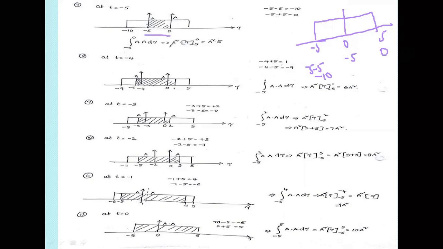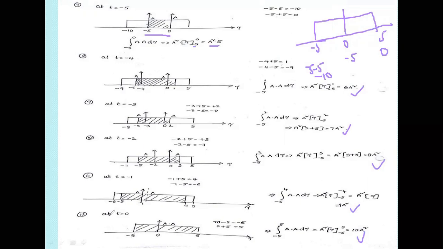Minus 5 to 0, a square d tau. Tau is 0, and applying the lower limit, the limit is minus 5, into 5 is 5a square. Next it is 6a square, 7a square, okay, then 8a square, 9, 10.